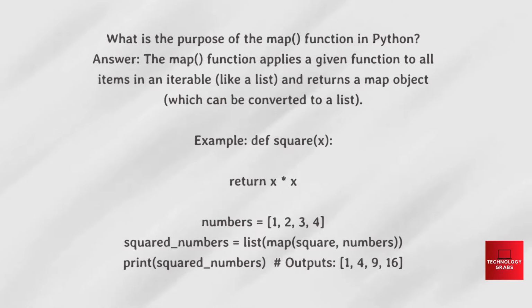What is the purpose of the map function in Python? Answer: the map function applies a given function to all items in an iterable, like a list, and returns a map object, which can be converted to a list. Example: def square(x): return x * x; numbers = [1, 2, 3, 4]; squared_numbers = list(map(square, numbers)); print(squared_numbers) outputs [1, 4, 9, 16].